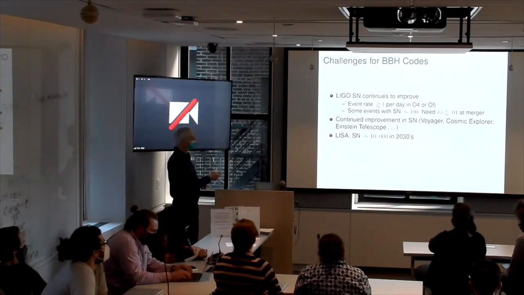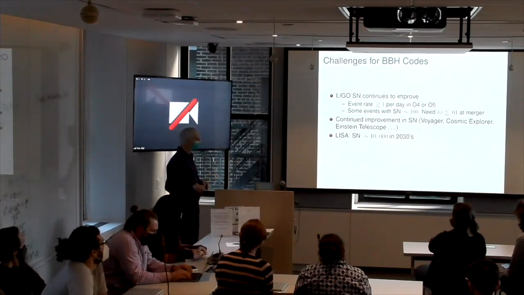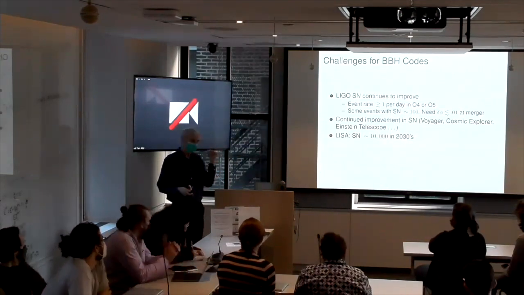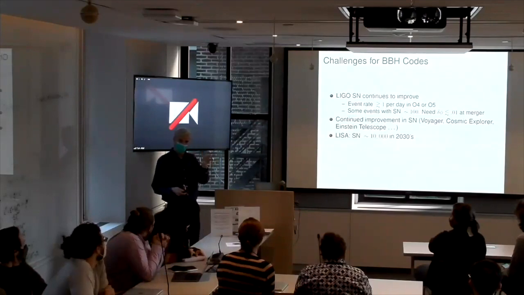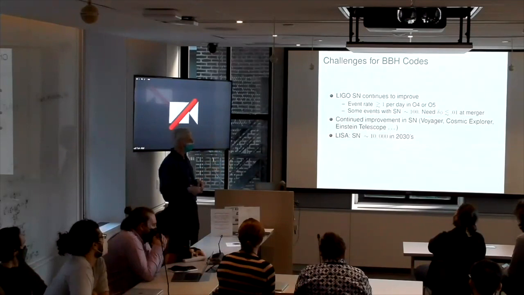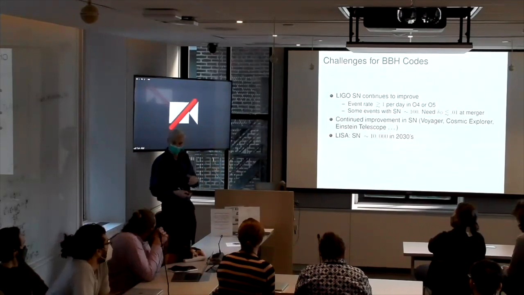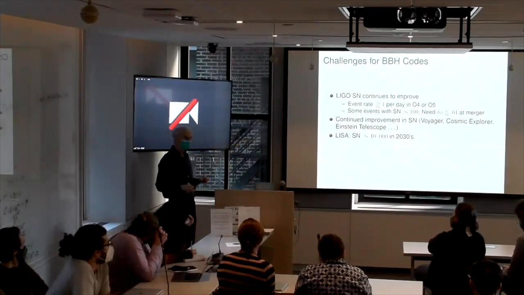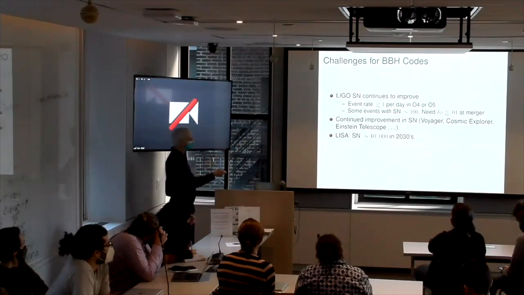There will be some events we can hope. So the signal to noise of that first detection was 25, roughly. Between that event and O4, we can expect the signal to noise to go up by a factor of roughly 4 or something, maybe. I don't know, 5.